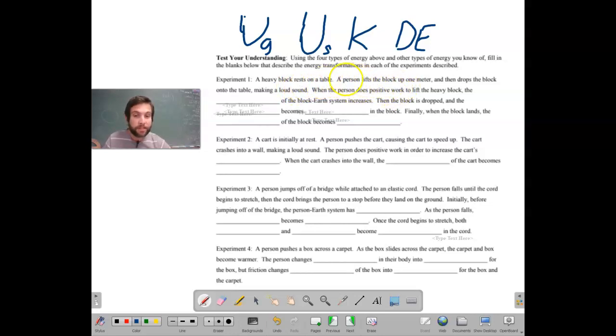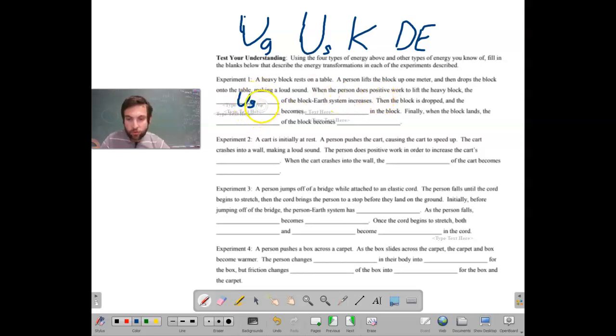and then drop the block onto the table, making a loud sound. When the person does positive work to lift the heavy block, force going in the same direction as displacement to get positive work, and we're lifting, so force up, then the blank of the block-Earth system increases. Well, what increases as our height increases? The gravitational potential energy.